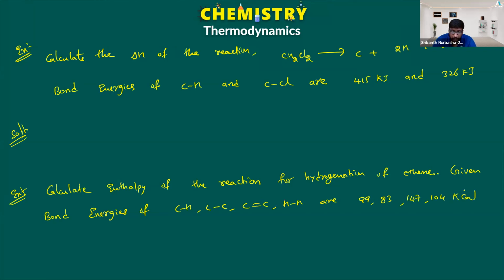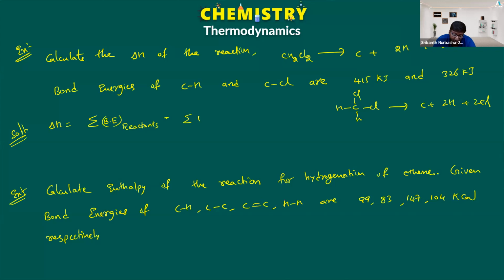Anyone got the answer for the first question? Calculate the delta H of the reaction CH2Cl2 gives rise to C plus 2H plus 2Cl. So here you can write, delta H is equal to the sum of bond energies of reactants. Whenever the bond energies are given to you, you have to use the formula: delta H of reaction is the sum of bond energies of reactants minus the sum of bond energies of products.